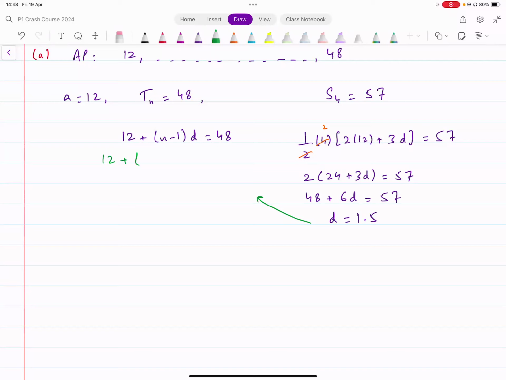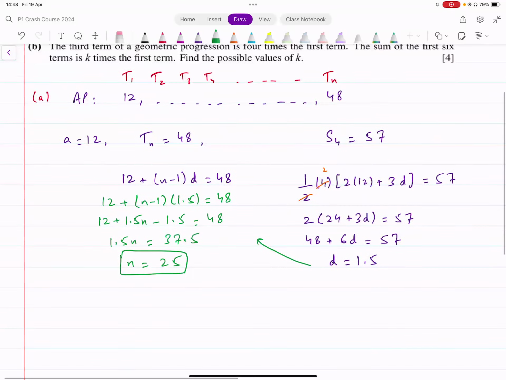12 plus n minus 1 into 1.5, that equals 48. 12 plus 1.5n minus 1.5, that equals 48. And that will give you something here. 48 plus 1.5 minus 12 divided by 1.5. What do we get from this? 25. And it turns out to be 25.